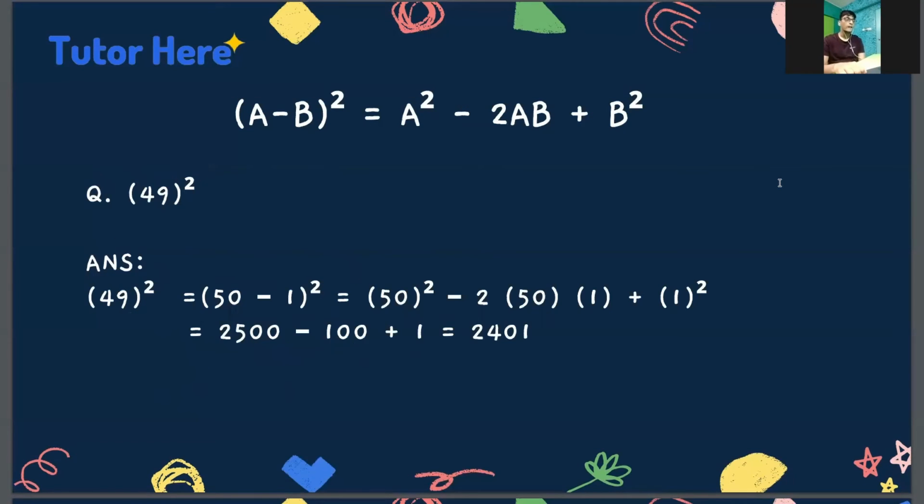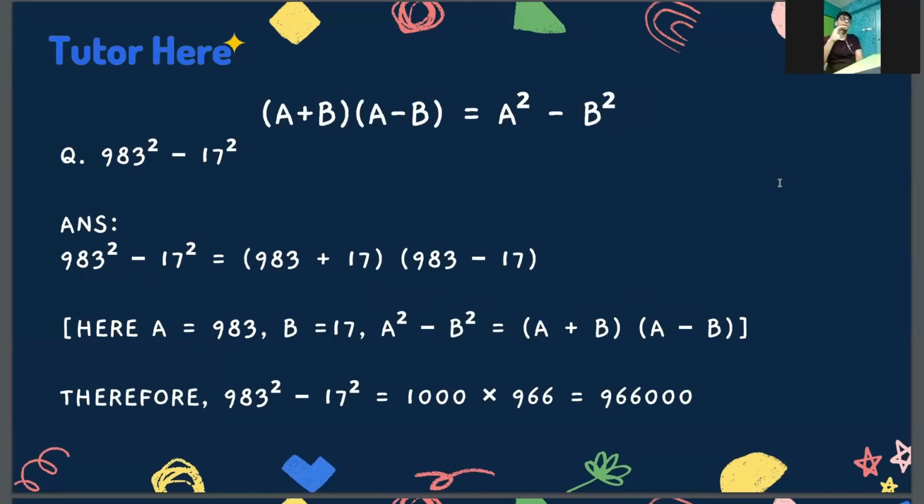Anyways, so a minus b the whole square. Suppose we have 49 square. Now 49 square can be written as 50 minus 1 the whole square, which is 50 square minus 2 into 50 into 1 plus 1 square, which is 2401. Now here, you can also solve it using 40 plus 9 the whole square. But it's a tedious job, don't you think? 50 minus 1 is a better way to approach it. So you have to look at the question and then decide whether you have to use a plus b the whole square or a minus b the whole square. In both cases, you're going to get the right answer.